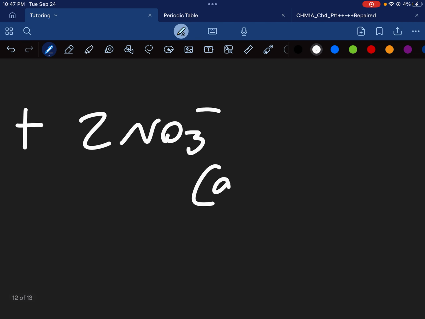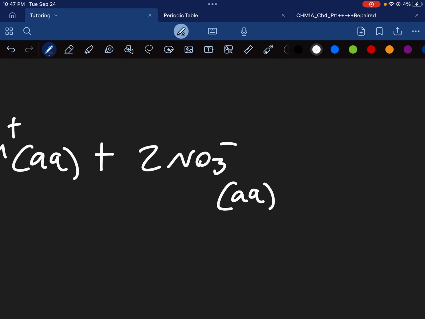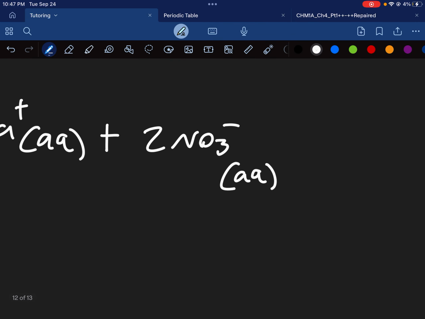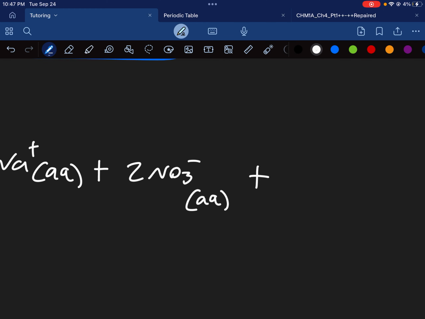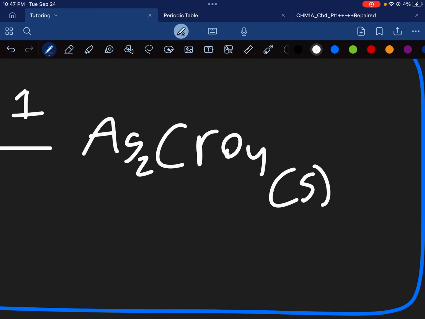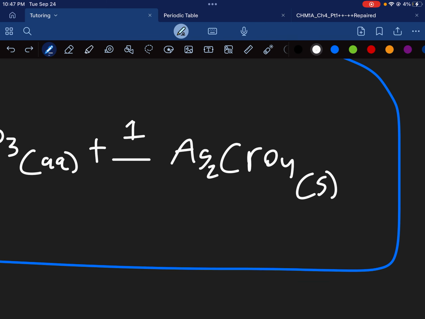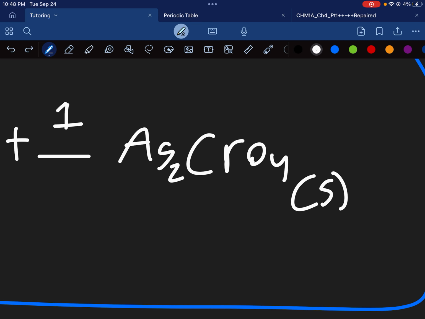All that's left is our silver chromate. Here's my question. Are we going to separate it or keep it together? We're going to keep it together because it's solid. It doesn't have AQ. You only separate it if it has AQ because that means ions were possible. But ions are not possible because both of these elements are insoluble. So they stay together, and you just write it as it is.